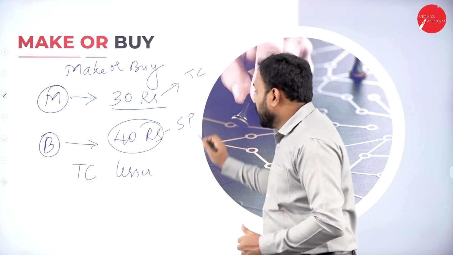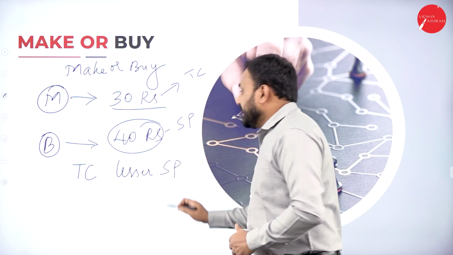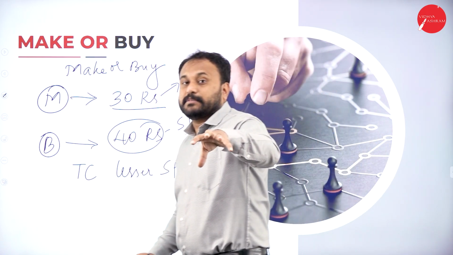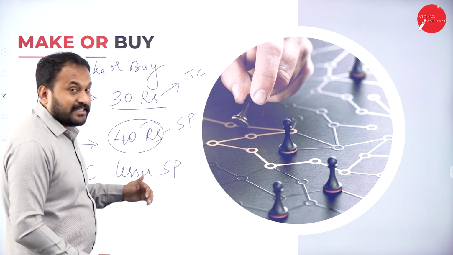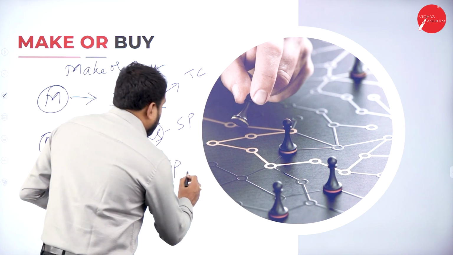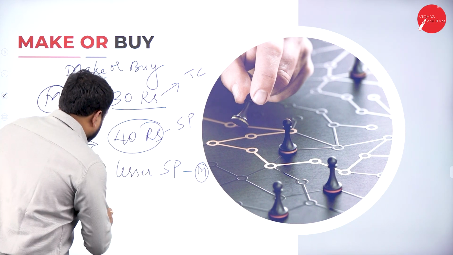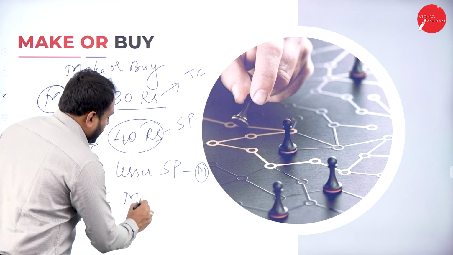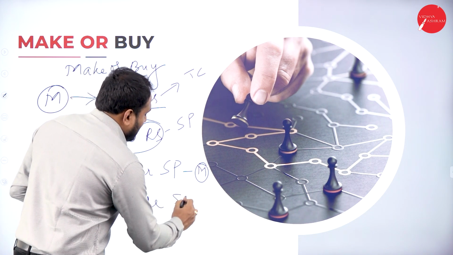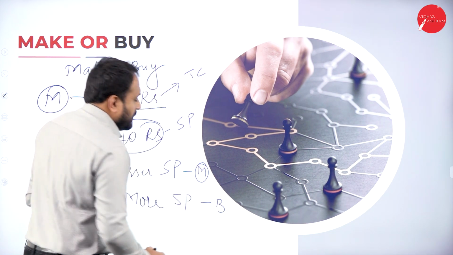Lesser than the selling price at which I am buying from the market. Now total cost is lesser than the selling price, so I'll make the product. One more case is when total cost is more than the selling price. Now definitely I'll go with buying.